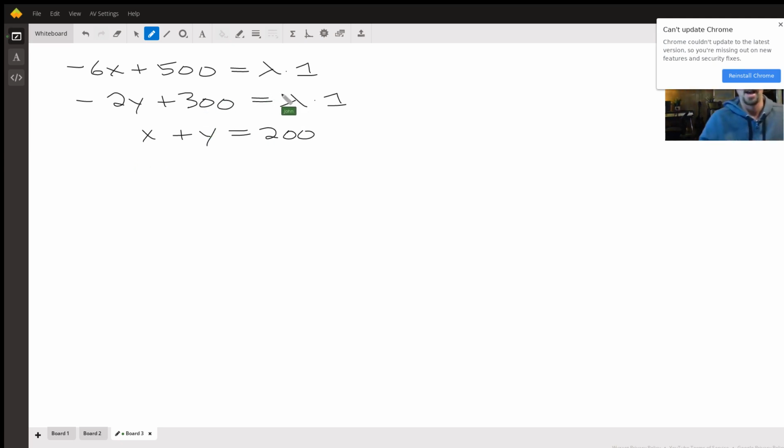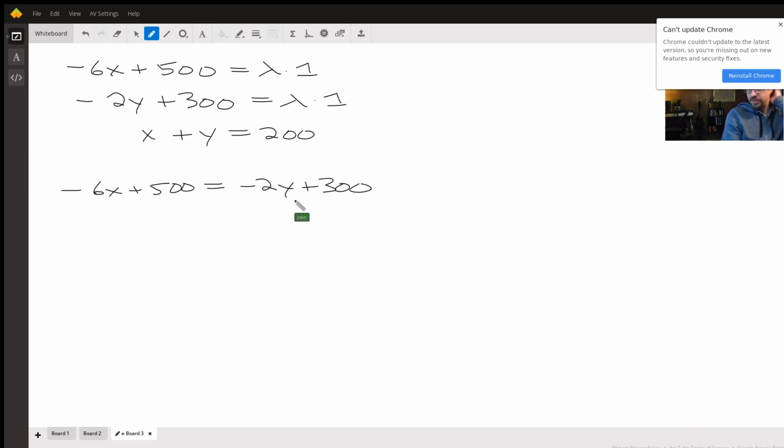I'm going to say 6x plus 500 equals lambda, and also negative 2y plus 300 equals lambda. So let's just set those things equal to each other. Negative 6x plus 500 equals negative 2y plus 300.